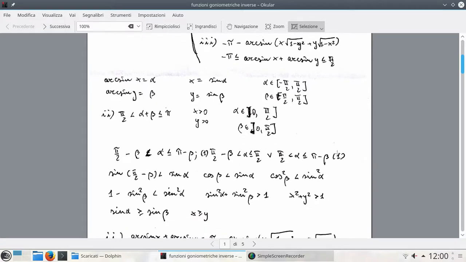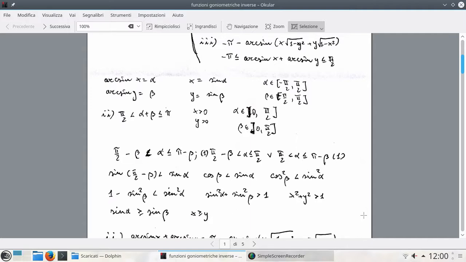The second part gives sine alpha not less than sine beta, that is, x not greater than y. This relation isn't important for us because of the symmetry of the variables x and y.